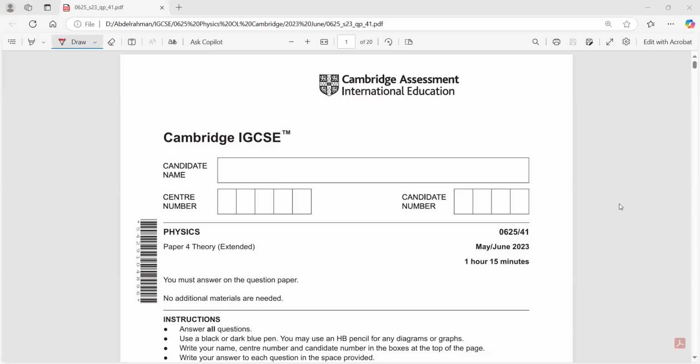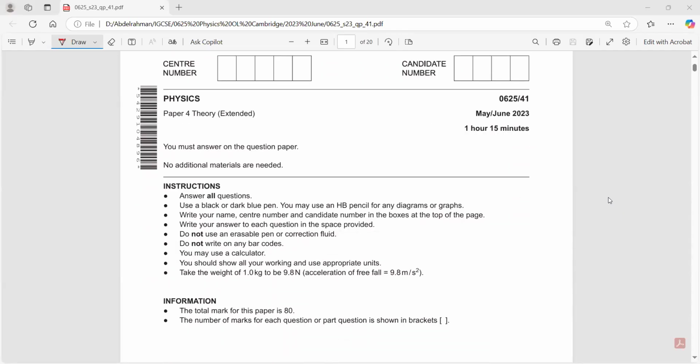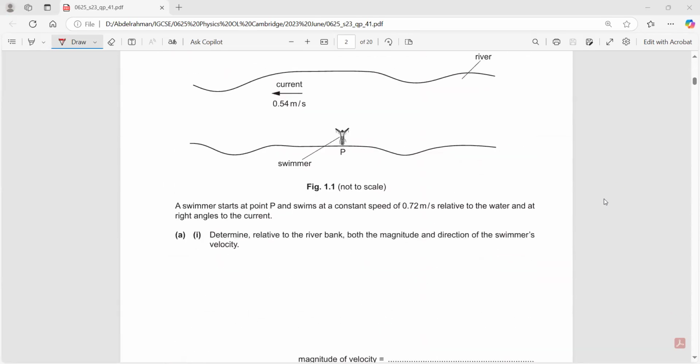May, June 2023, paper 4, variant 1. Question 1. A swimmer starts at point P and swims at a constant speed of 0.72 meters per second relative to the water and at right angles to the current. Determine the relative velocity. How can I find the relative velocity?